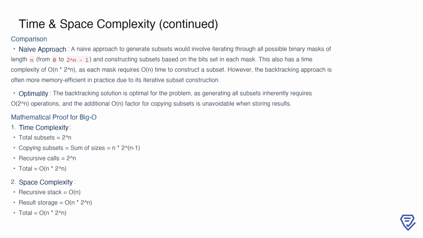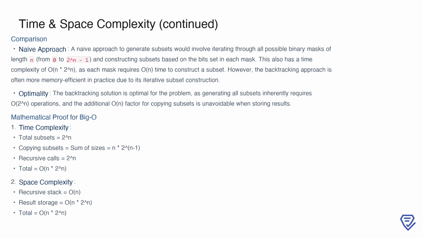Now, let's compare this approach to a naive method. A naive way to generate subsets would involve iterating through all binary masks of length n, from 0 to 2^n - 1, and constructing subsets based on the bits set in each mask. This method also has a time complexity of O(n*2^n), since constructing each subset requires O(n) time. However, the backtracking approach is often more memory efficient in practice because it constructs subsets iteratively without pre-computing binary masks. The backtracking solution is optimal for this problem, as generating all subsets inherently requires O(2^n) operations, and the additional O(n) factor for copying subsets is unavoidable when storing results.